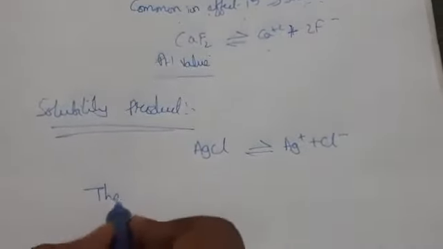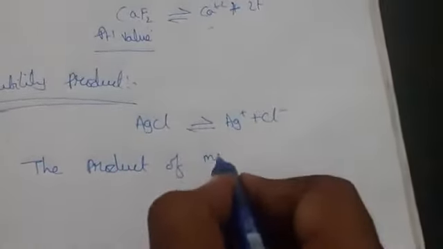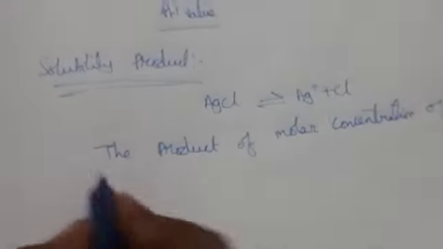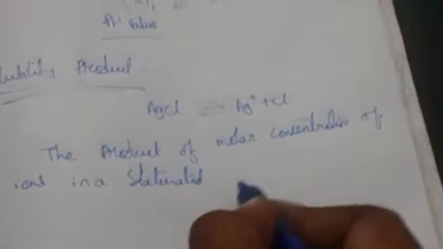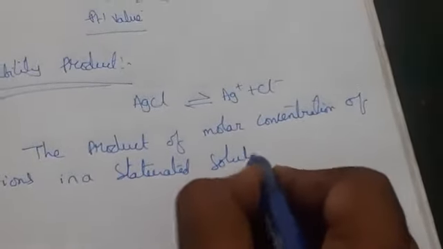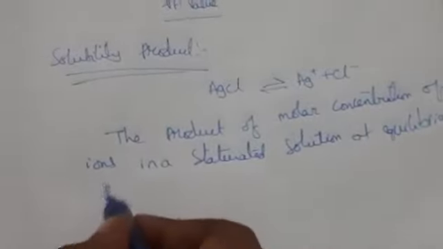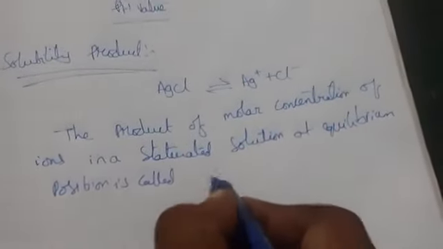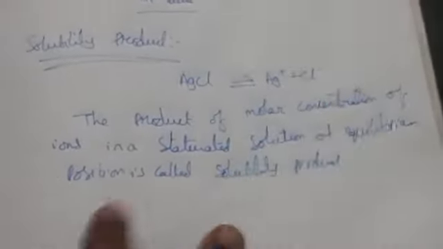So here we can say the product of the molar concentration of ions in a saturated solution at equilibrium position, with stoichiometric coefficients, we call the solubility product, which is denoted by Ksp.